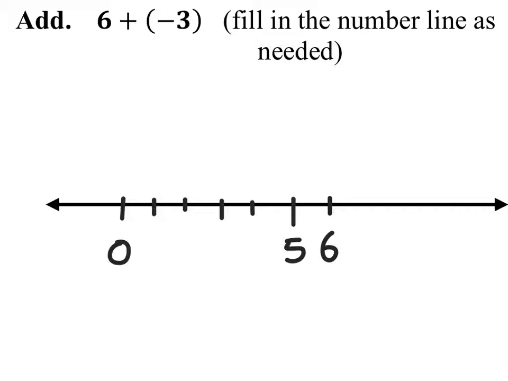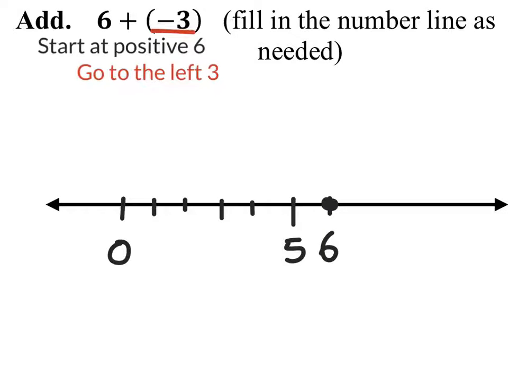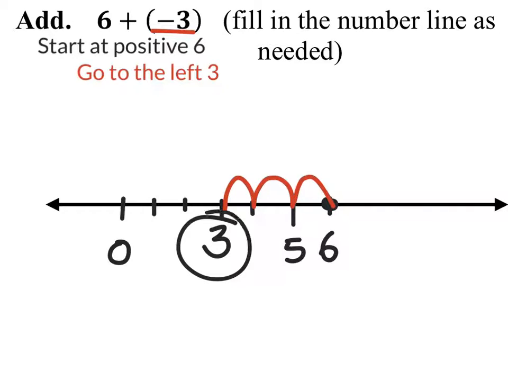So I am starting at 6, which is positive. And then I'm going to go to the left 3 spots because that's a negative 3. So I'm going to go to the left 3 from that 6. 1, 2, 3 to the left. And what value is it that I end at? It's positive 3. So overall, this equals positive 3.